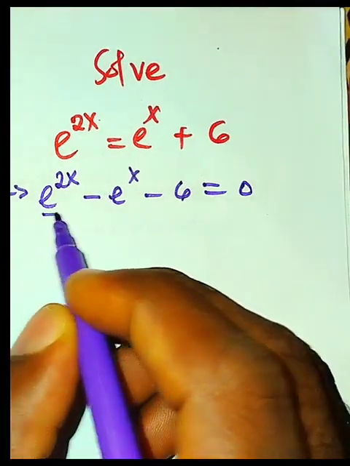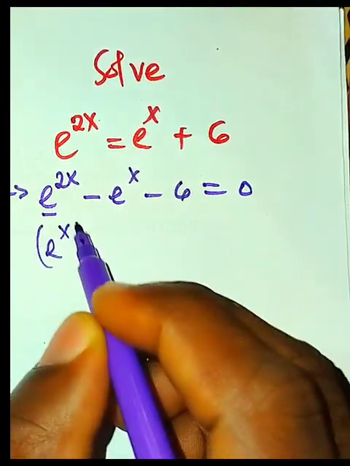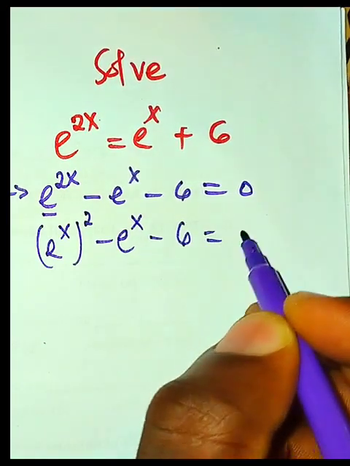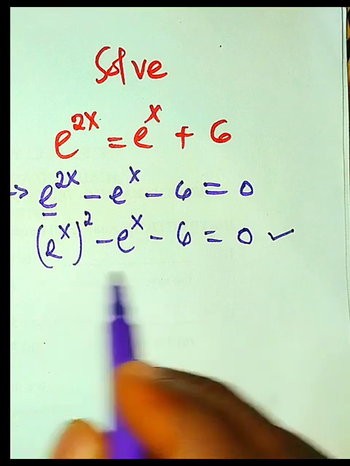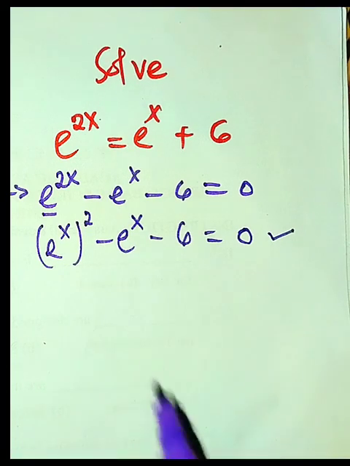Now from the first term here, I can rewrite this one also as (e^x)^2, then I take the 2 outside: (e^x)^2 - e^x - 6 = 0. From here we can see that this equation is a quadratic equation in terms of e^x. So what we are going to do here is solve this quadratically, that is, by factorizing this.